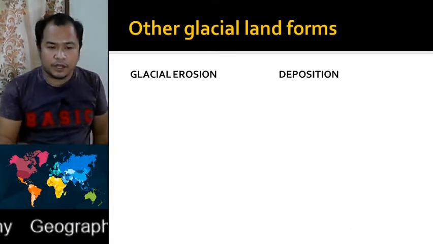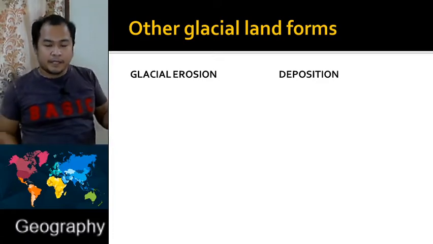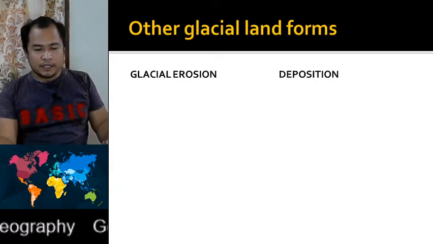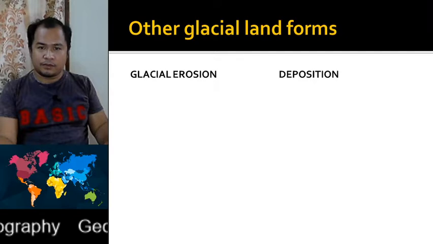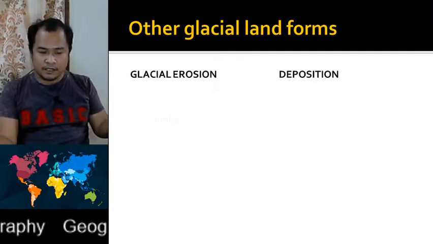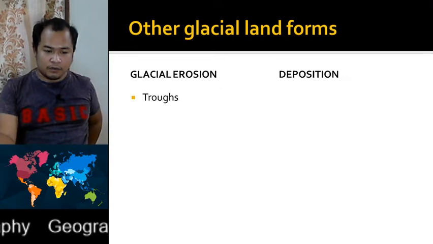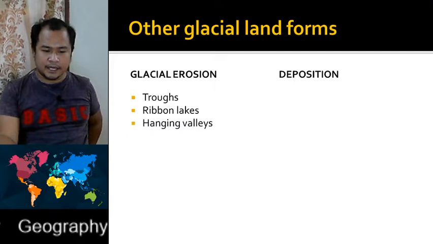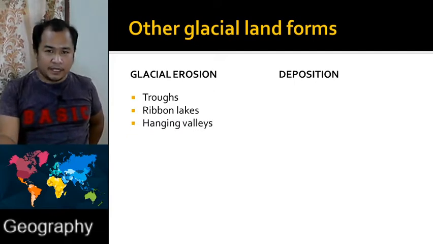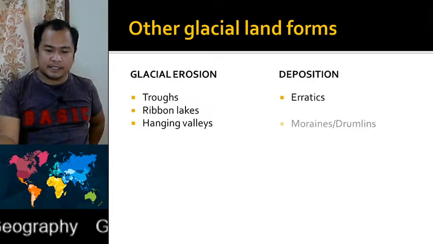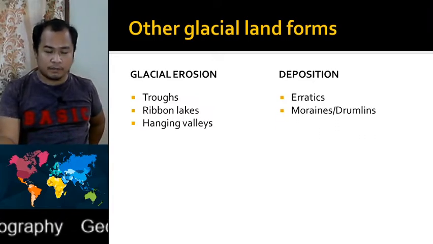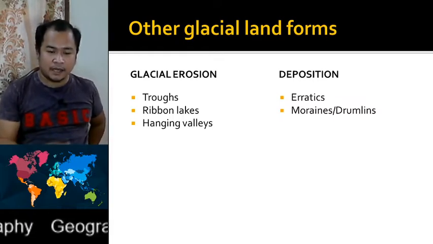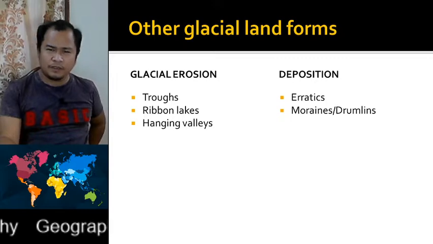So let's move on to other landforms created by glaciers. Okay, so this is one of your homework or the activity that you did last time. So check if your answers are correct. We have glacial erosion, like troughs, ribbon lakes, and hanging valleys. While for deposition, we have the erratics and the moraines or the drumlins. If you had this correct on the last activity that we had, then you get 5 points. Most of you got 4, I think.